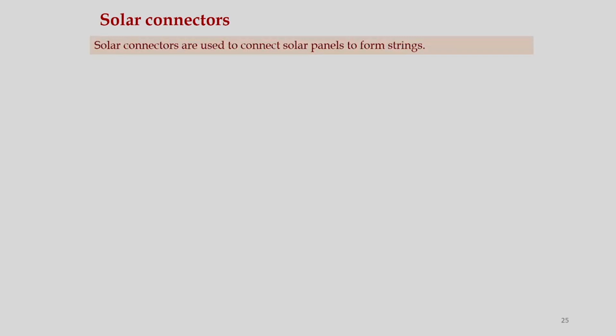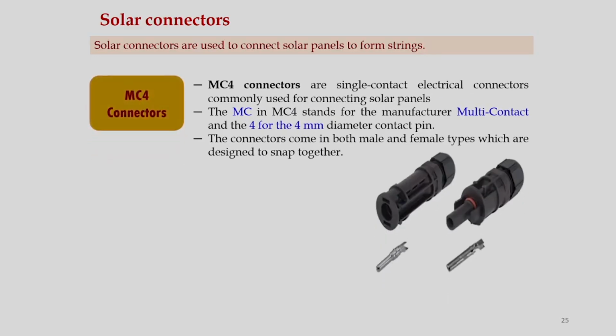There are also some connectors. We must know what kind of connectors are used. Solar connectors are used to connect solar panels to form strings. Normally MC4 connectors are used. What does it mean? MC4 means multi contact connectors, and 4 means the diameter of the contact pin. That is how it is designated.